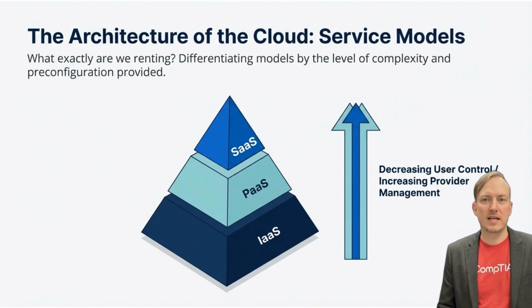Moving on to the architecture, we look at service models. What exactly are we renting? These models are differentiated by the level of complexity and pre-configuration provided. As we move from IaaS up to PaaS and finally SaaS, user control decreases while provider management increases.